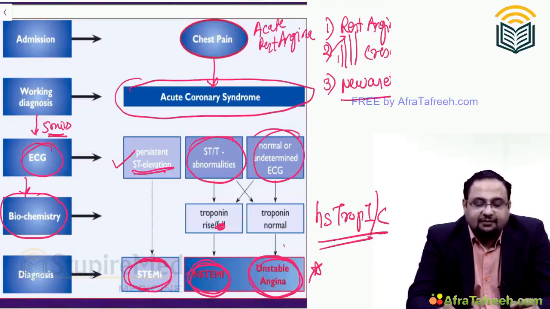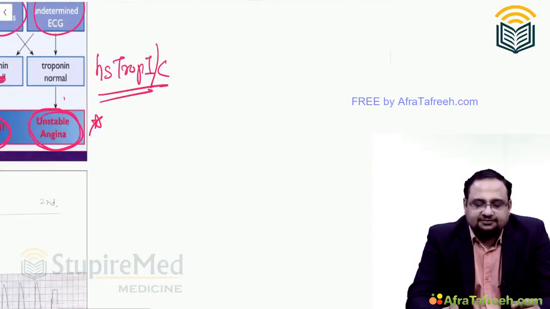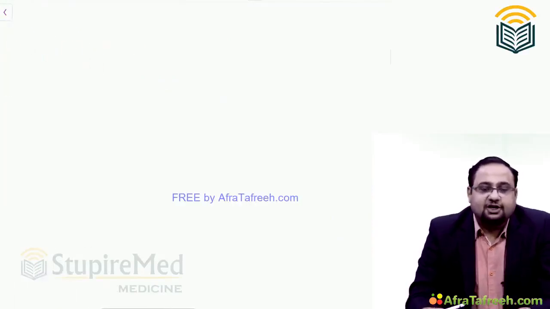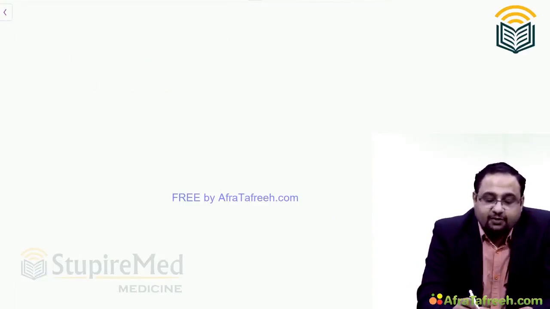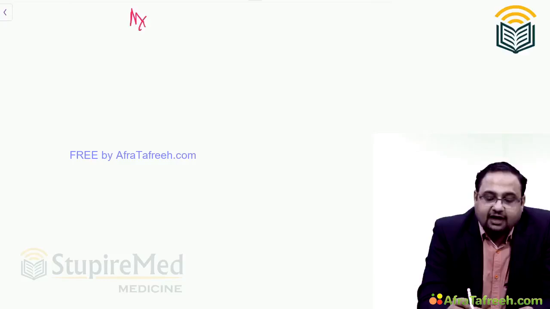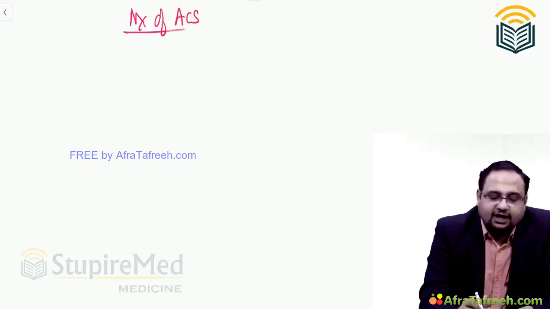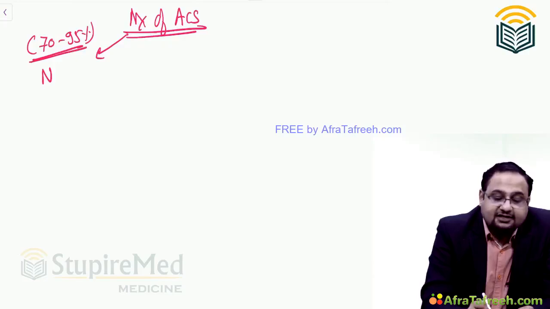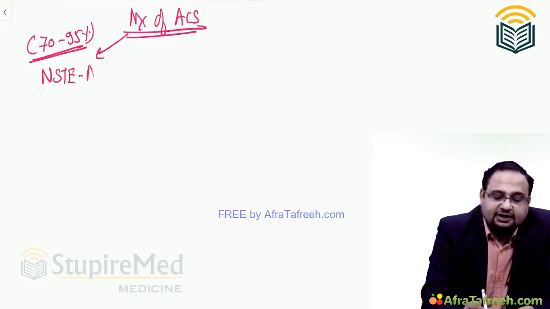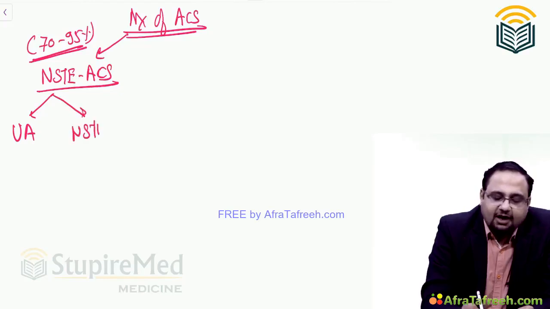Now let us study the management part, the treatment of acute coronary syndrome. Please pay attention. It's a very, very important topic and concept. Management of acute coronary syndrome: we have two parts. If the blockage is between 70 to 95%, that is subtotal occlusion, we label it as non-ST segment elevation acute coronary syndrome, which is either unstable angina or non-ST segment elevation myocardial infarction.